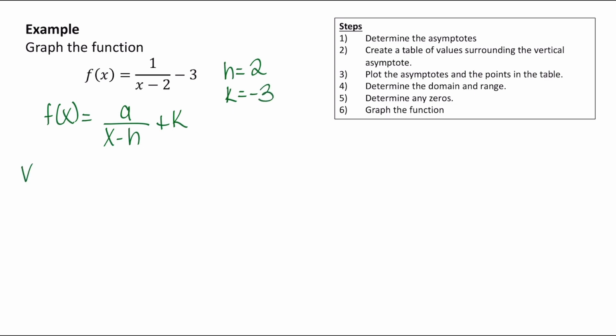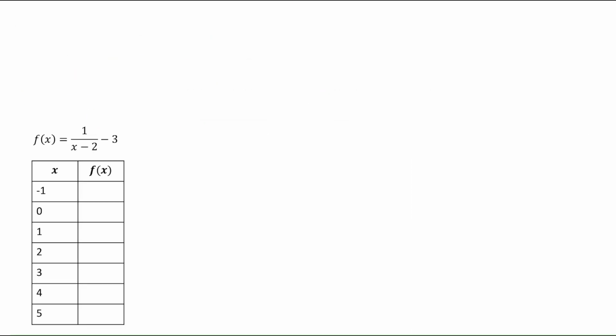So let's determine the asymptotes. The vertical asymptote is going to be x equals h. So that's x equals 2. The horizontal asymptote is going to be y equals k. So we have y equals negative 3. So we're going to create a table of values around the vertical asymptote at x equals 2. So here I have my table. So we know at x equals 2, our graph is undefined. So let's plug in these values that are around that point.